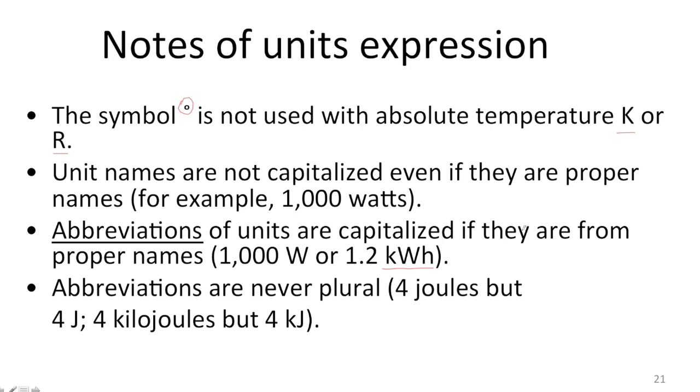Another thing is that abbreviations are never plural. You don't add an s to the capital W to represent multiple watts. And here, this energy unit, joule: when you have 4 joules, if you spell it out, you add an s to the word to use the plural form. However, when you use the abbreviated form of the unit, capital J, that capital J should not be pluralized.